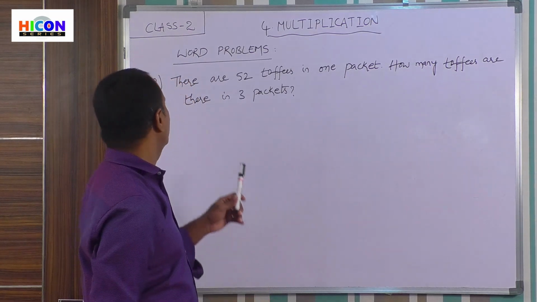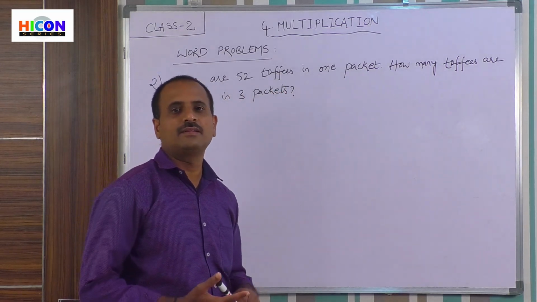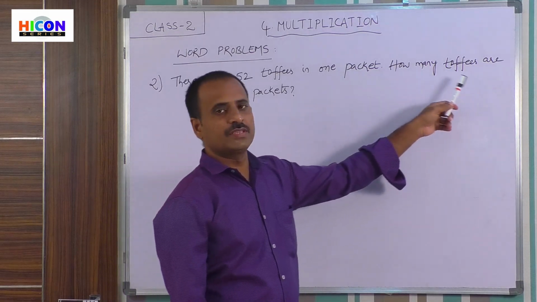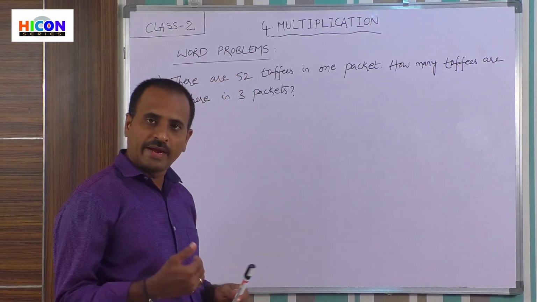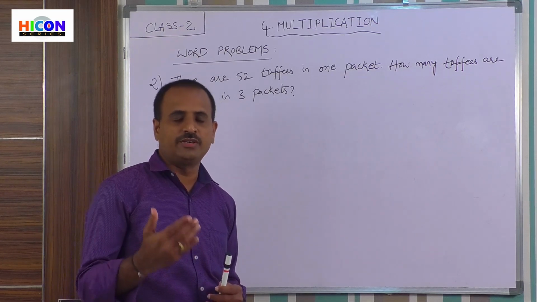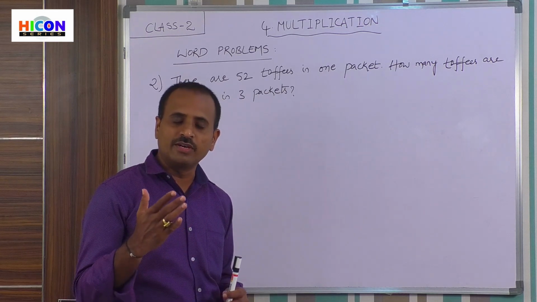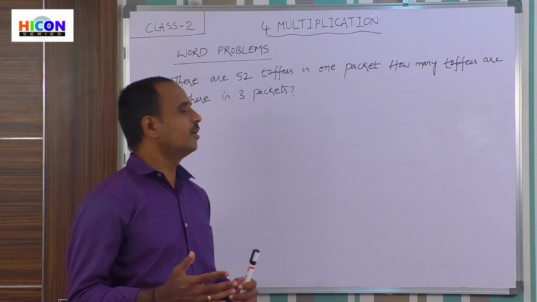So read the problem once again. There are 52 toffees in one packet. How many toffees are there in 3 packets? So children, read the problem again until you understand, so you can solve the word problem. Then only you have understood the problem. So read the problem again.